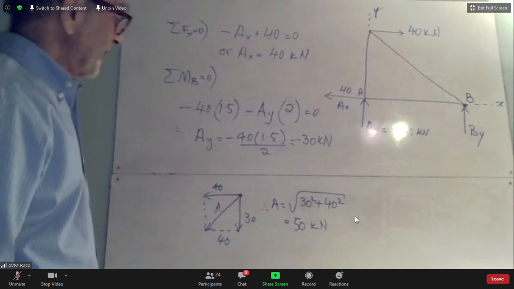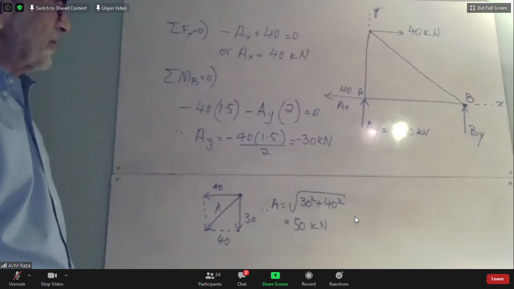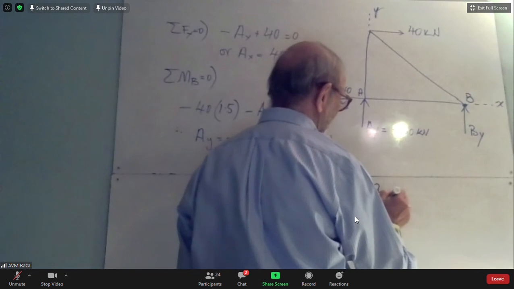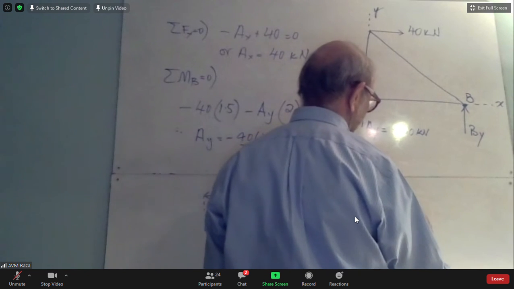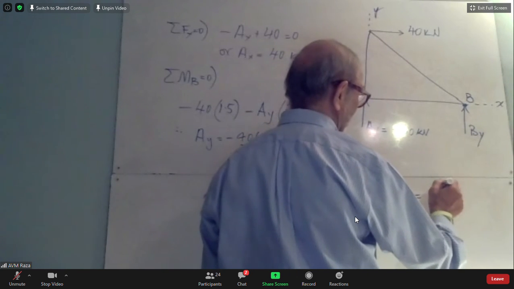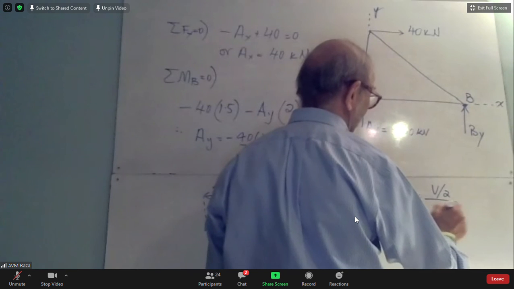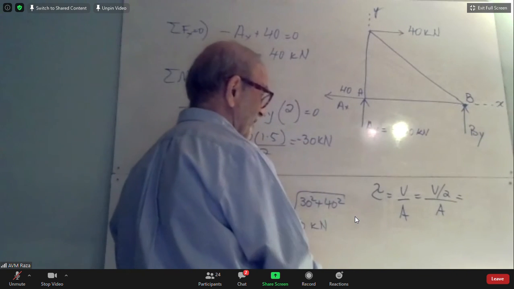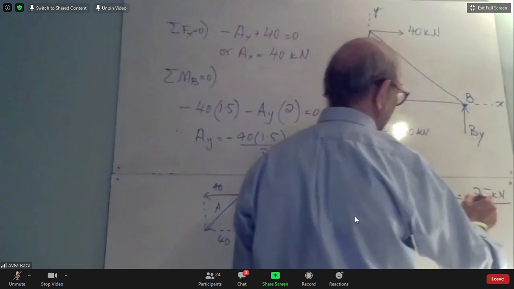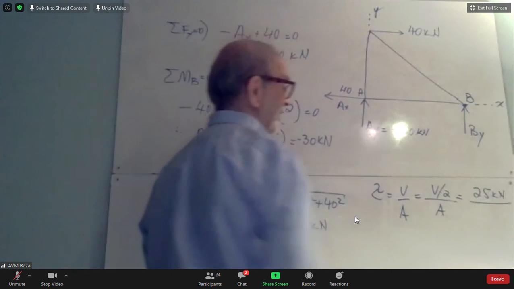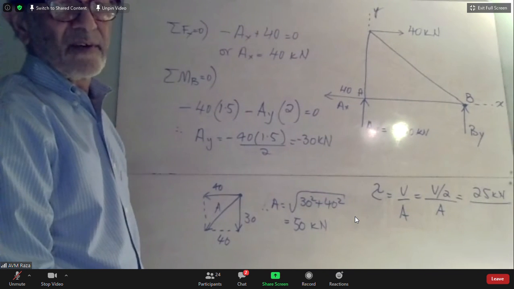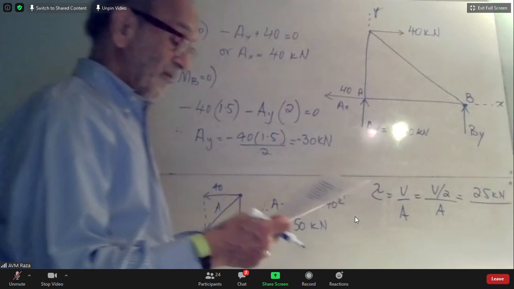Now, if you look at that pin, it has a force which is 50 kilonewtons, and because the pin is in double shear, therefore tau will be equal to V over A. In case of double shear, you know that either you halve the V, so it will become V over 2 divided by the area. And V we found was 50, so 50 divided by 2 would be 25 kilonewtons divided by area. The diameter is given as 25 millimeters, so you convert that into meters and then find the area by doing pi d square over 4.